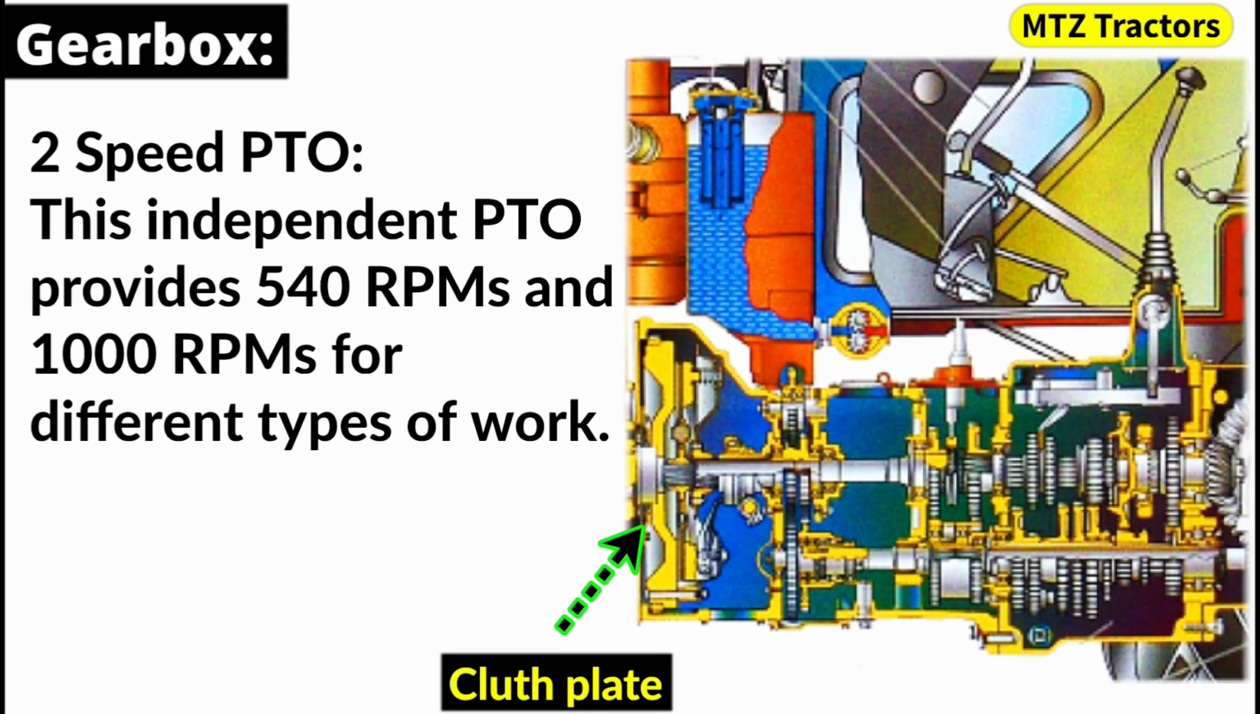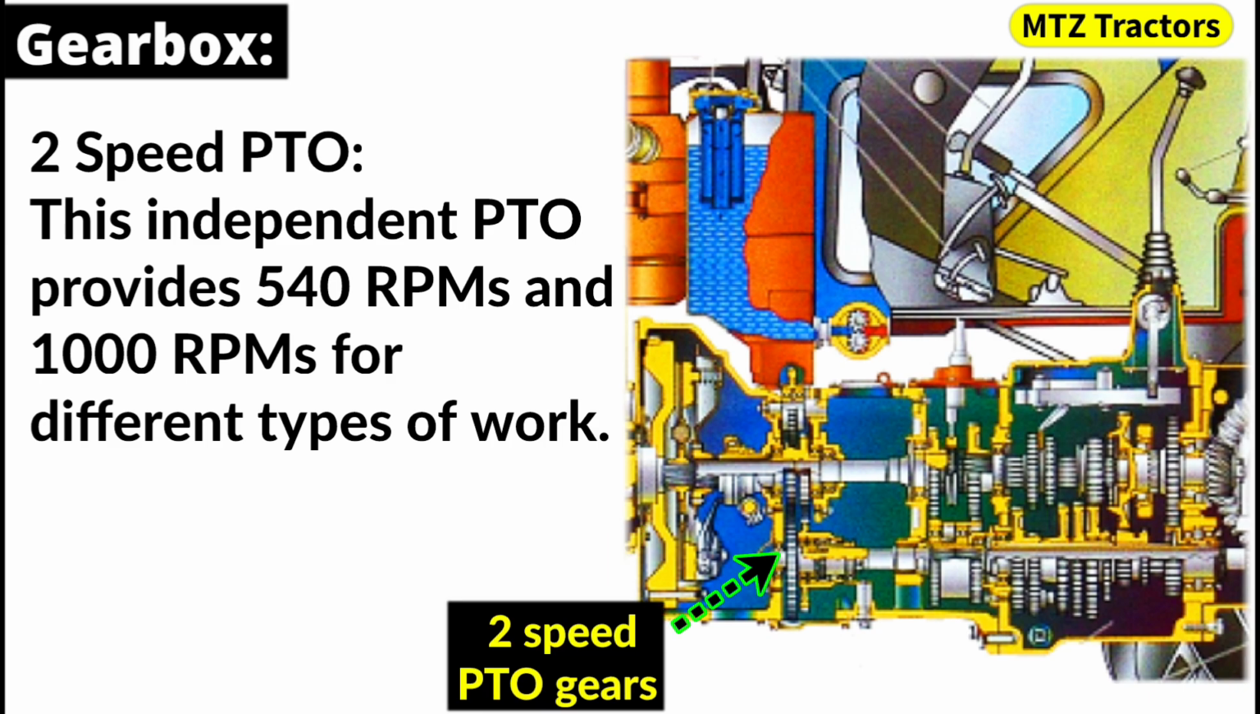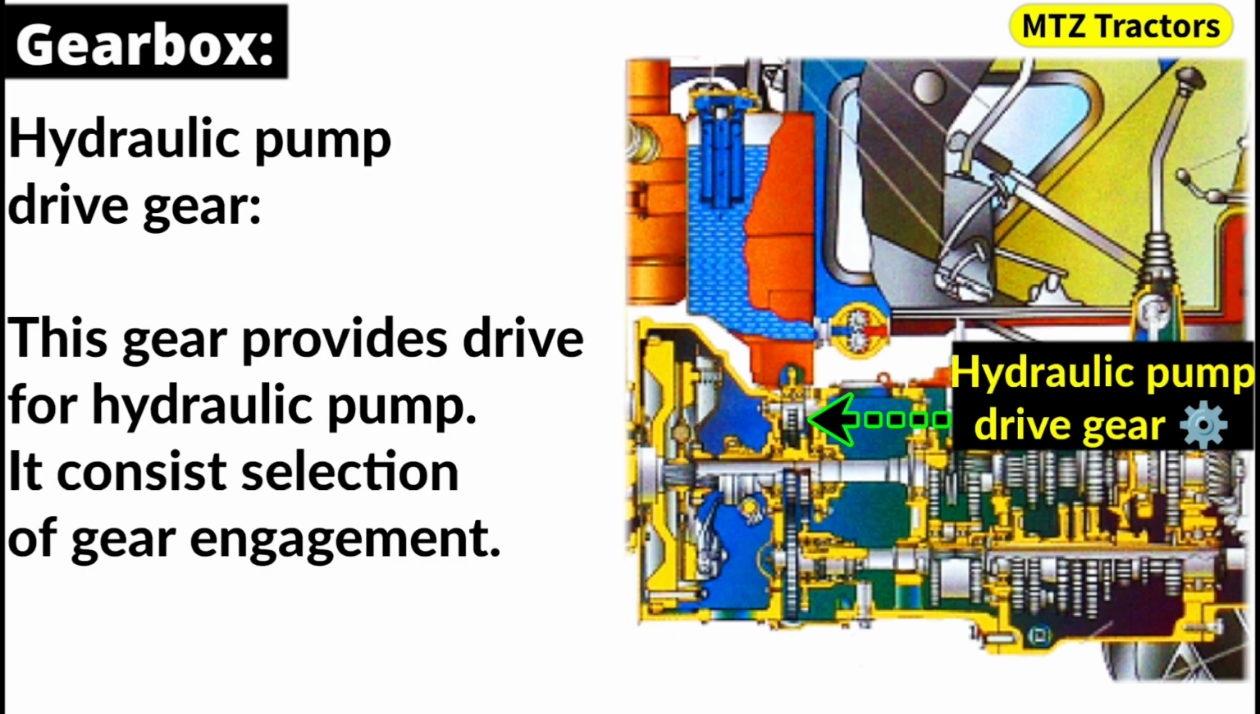Clutch. A device that enables 2 revolving shafts to be joined or disconnected as required, especially one that transmits the drive from the engine to the gearbox in a vehicle. 2-speed PTO. This independent PTO provides 540 RPM and 1000 RPM for different types of work. Hydraulic pump drive gear. This gear provides drive for the hydraulic pump. It consists of a selection of the gear engagement.